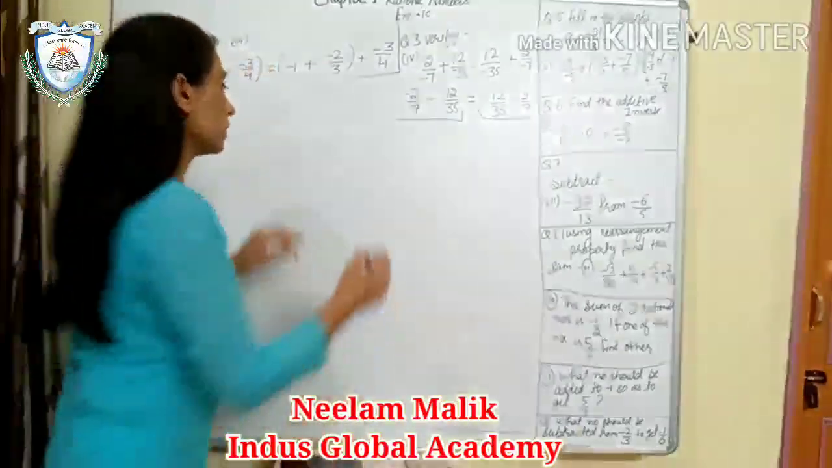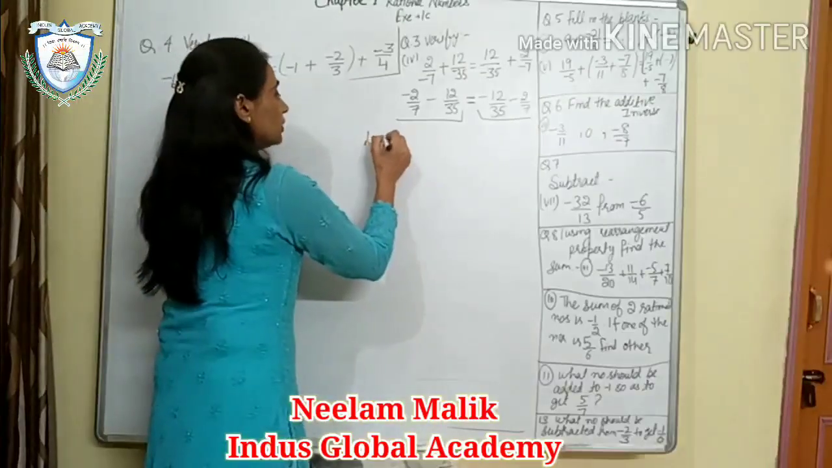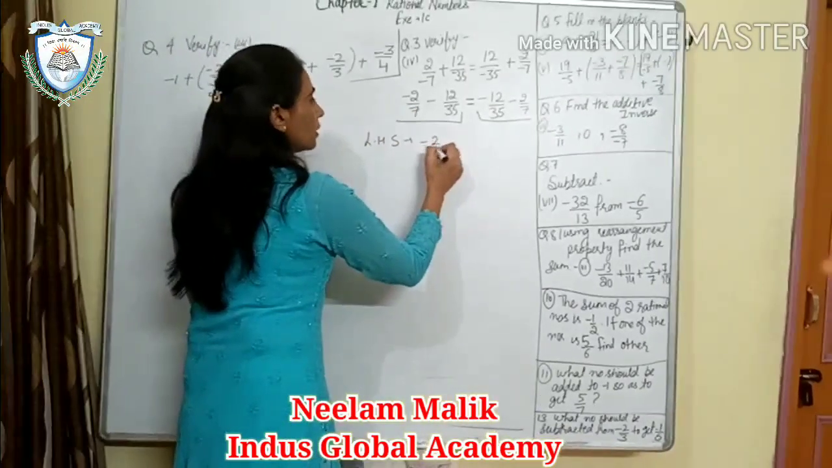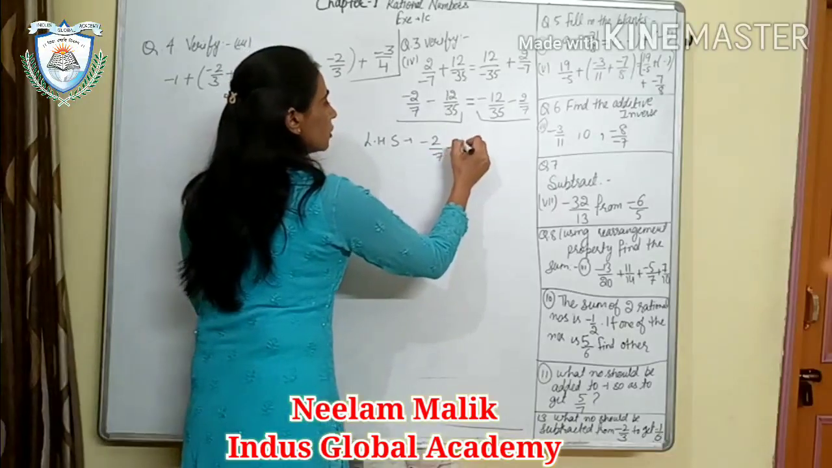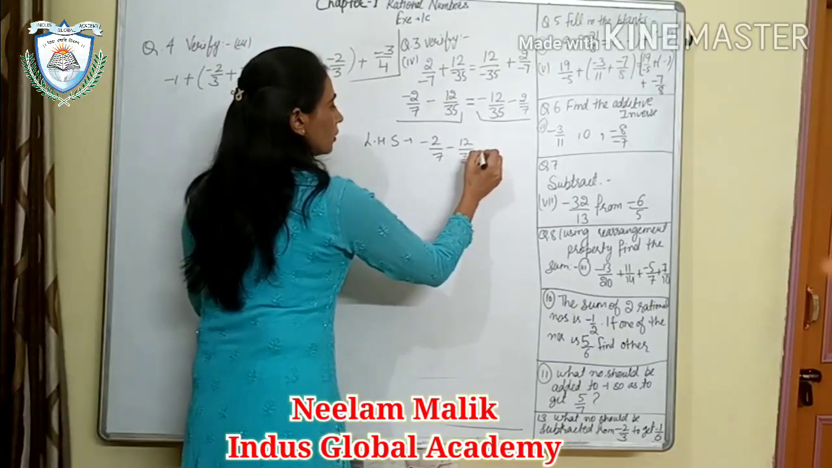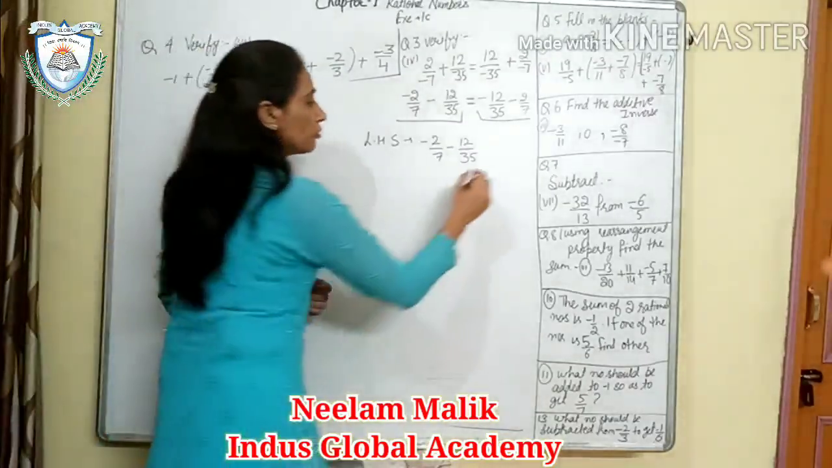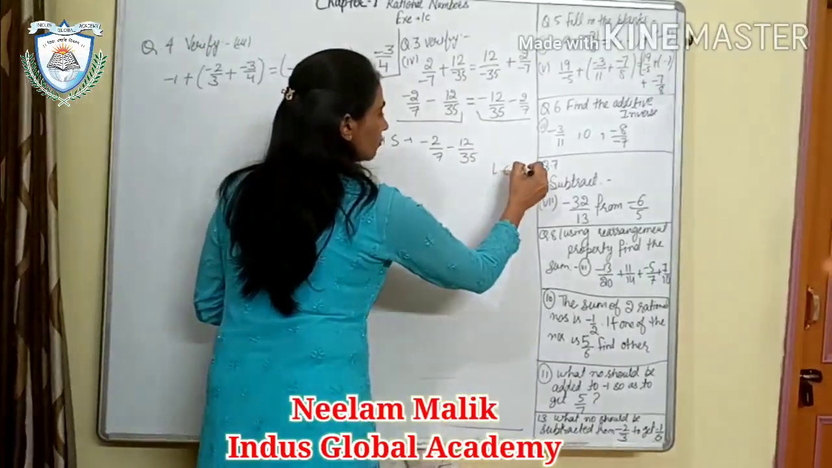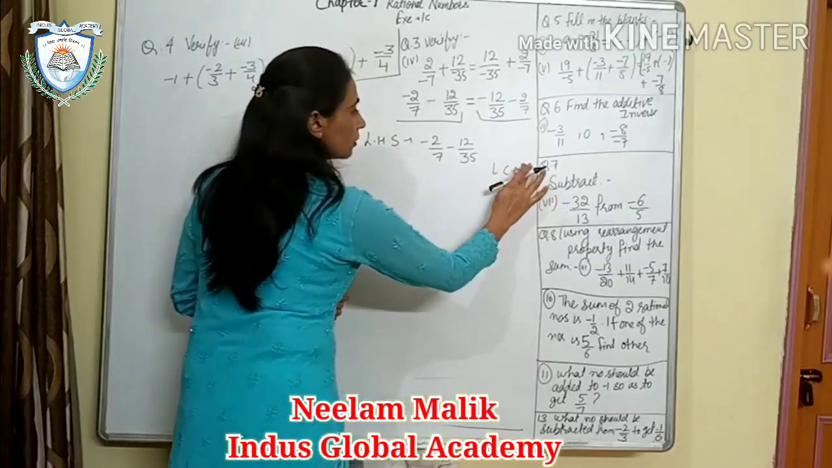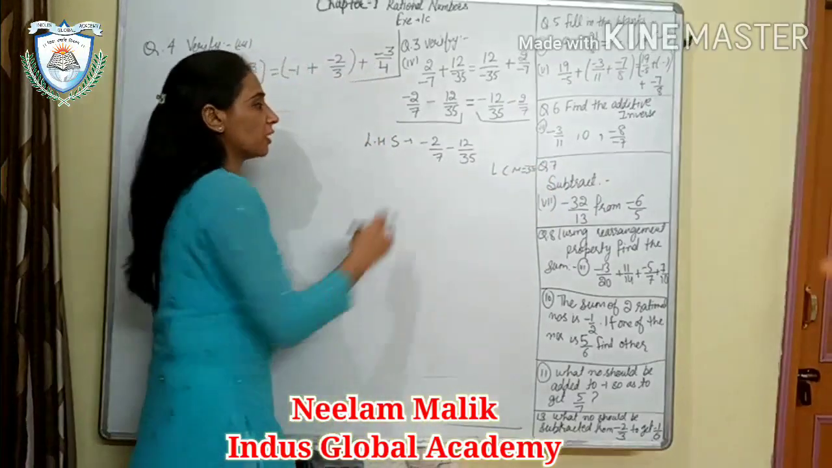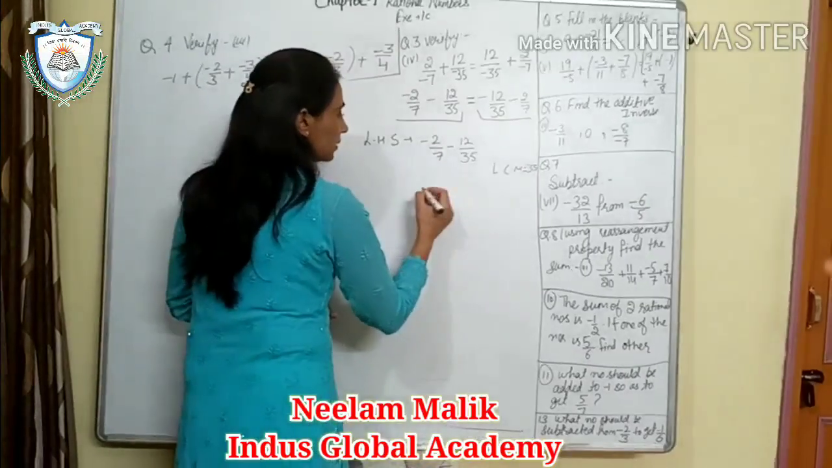Okay, so in the left hand side, what is given? Minus 2 upon 7 minus 12 upon 35. So what do we have to do? We have to solve this. First we will take the LCM. What will be the LCM? The LCM will be 35.